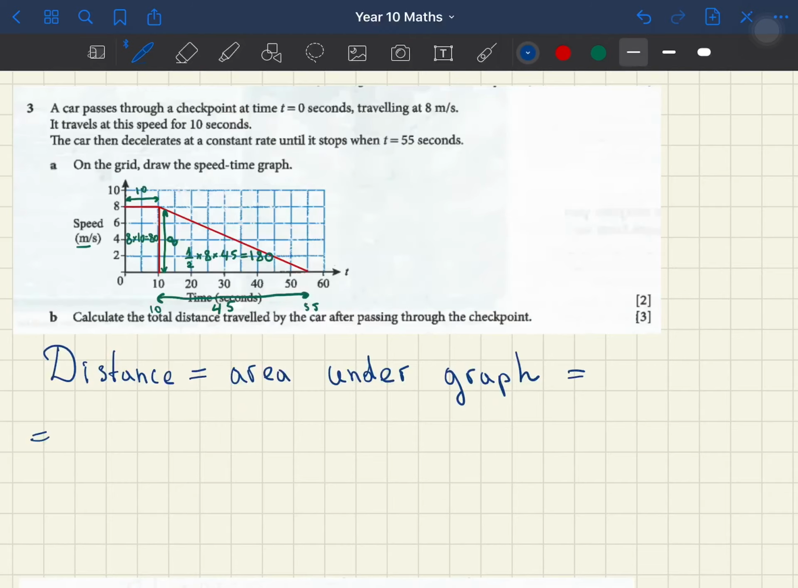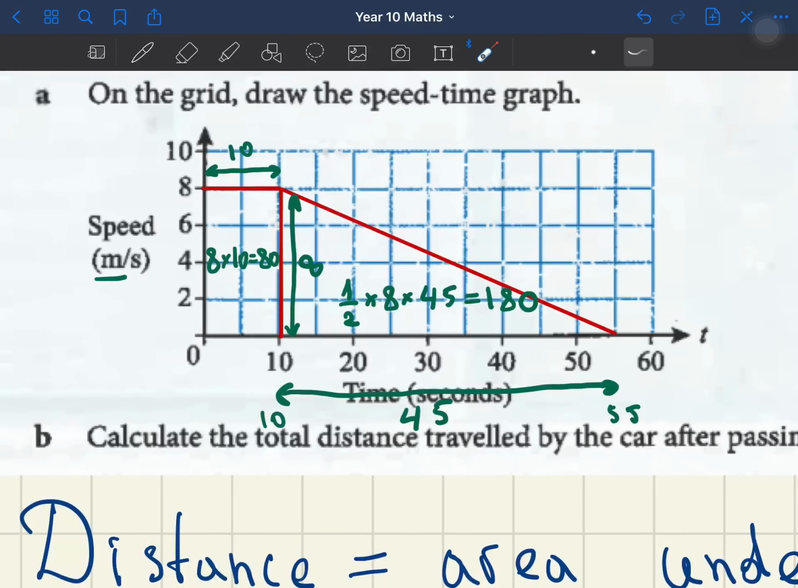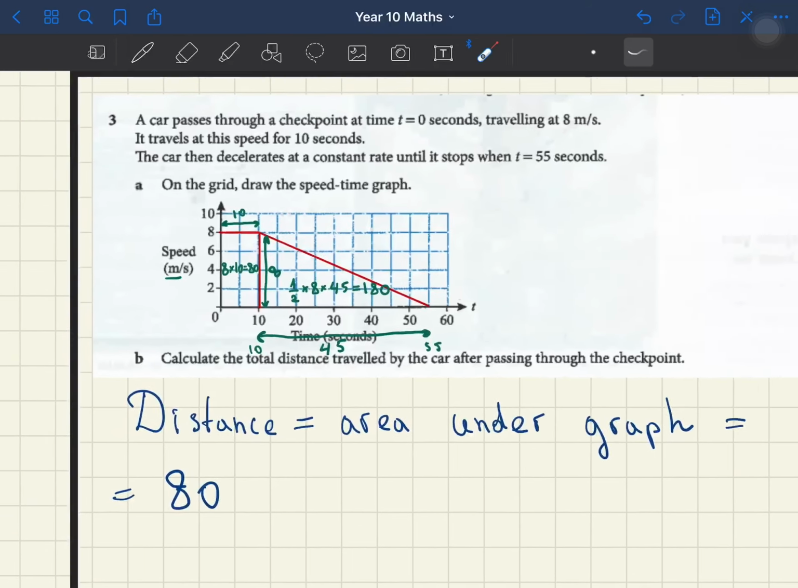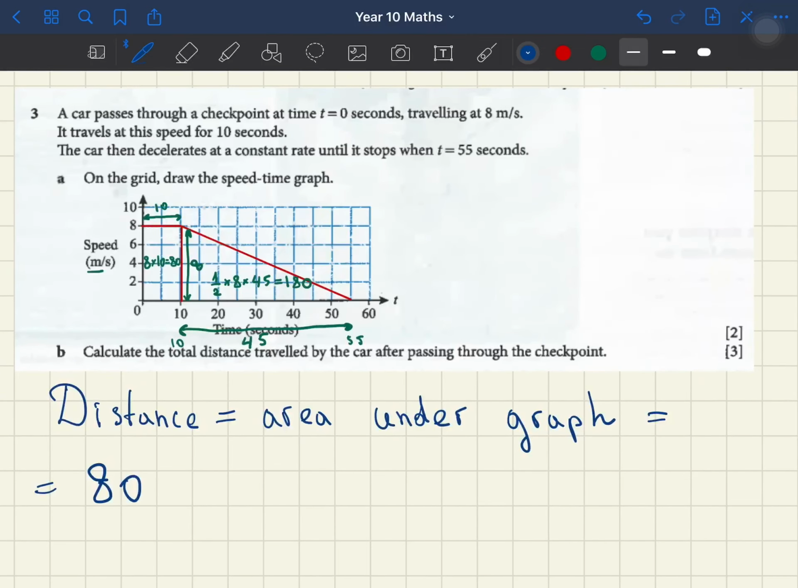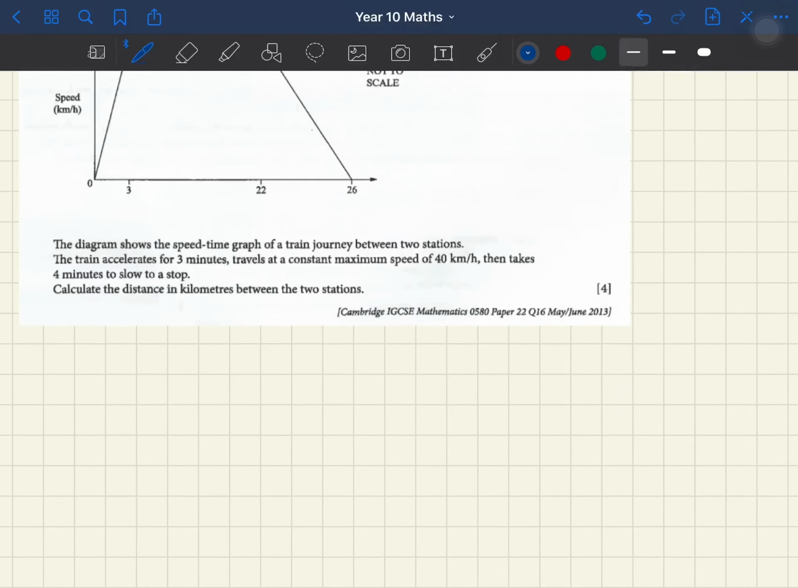Again, take a look at this, please. Here the area is 80 for this rectangle, and for this triangle the area is 180. So distance would be 80 plus 180, which equals 260 meters. Okay, that's it for this question. Again, look carefully at the picture. And we have to go to the next question.